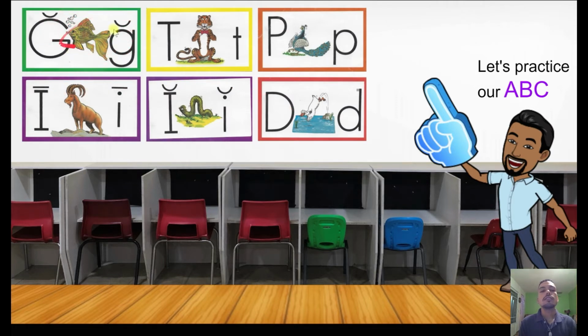Goldfinch, and goldfinch has a letter that sounds G. G. The letter G sounds G. Okay, so when you see the letter G with the U on top, it's going to sound G. Very good. Okay, the next friend here, its name is tiger.